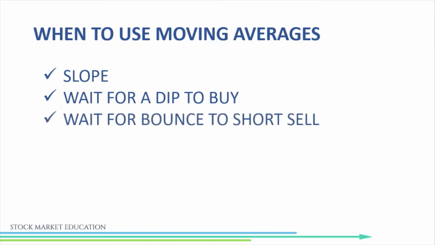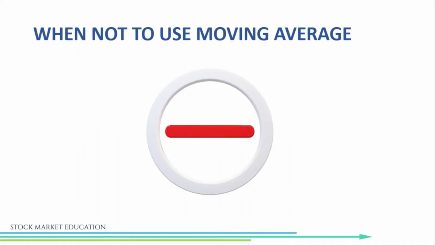The third point is wait for a bounce to short sell. If you want to short sell using EMAs or using moving averages, you better wait for a bounce. When the price bounces near the moving average, then it is a good time to short. So again, like for buying, we wait for a dip. For shorting, we'll wait for a bounce so that our risk is less, stop loss is very near to your entry, right? The most important point, when not to use moving averages.